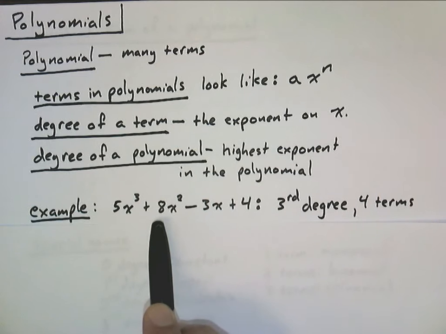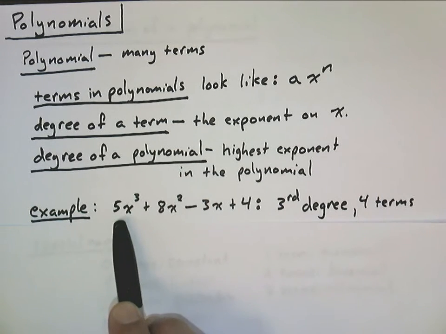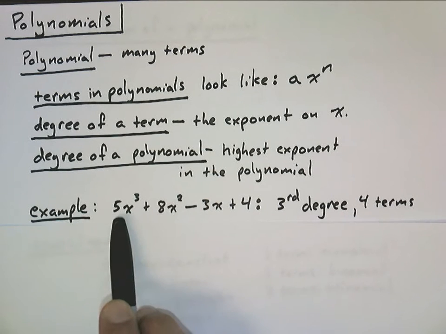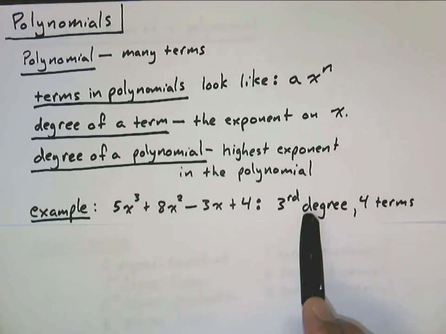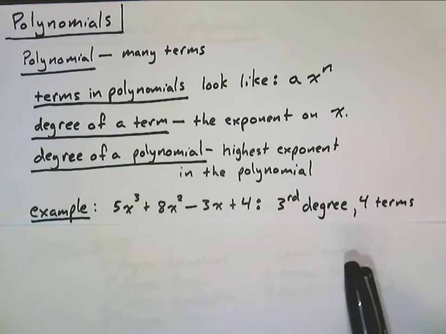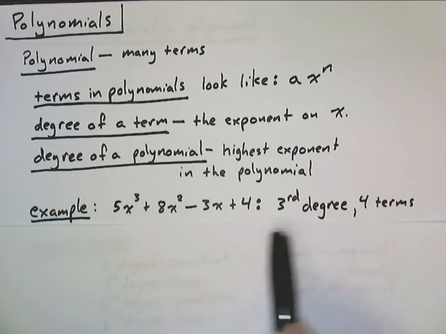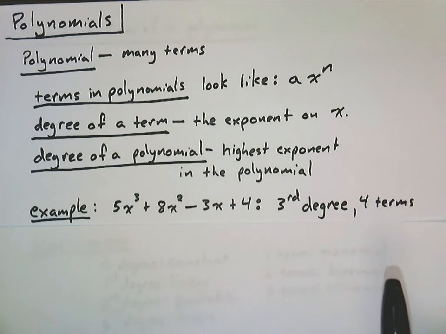This term has degree 2 because x is being raised to the power of 2. This term has degree 3 because x is being raised to the power of 3. So degree 0, degree 1, degree 2, degree 3. Those are the terms. But since 3 is the highest degree, this entire polynomial, we say it is a third degree polynomial, or of degree 3. We also classify polynomials by the number of terms in them. So this one has 1, 2, 3, 4 terms. Okay? So this is a third degree polynomial with 4 terms in it.